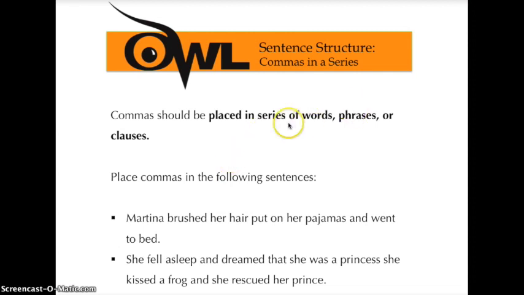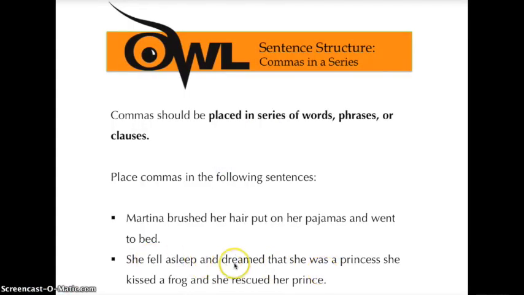Commas should be placed in a series of words, phrases, or clauses. Let's put commas in the following sentences. Martina brushed her hair, comma, put on her pajamas, comma, and went to bed. She fell asleep and dreamed that she was a princess. She kissed a frog and she rescued her prince. Where does the comma go in this sentence? This is a little more difficult.